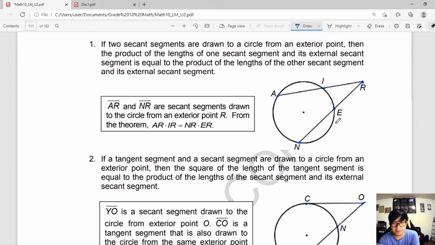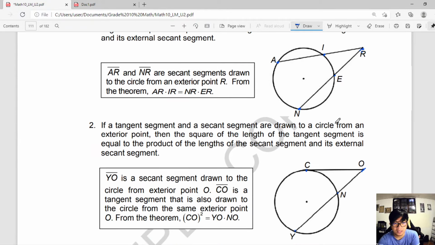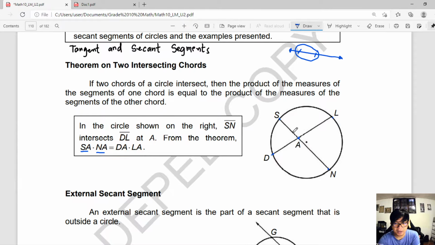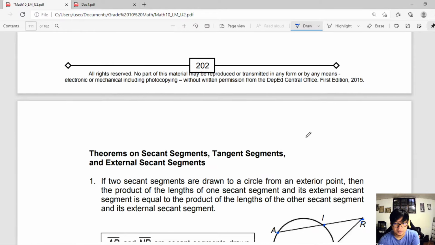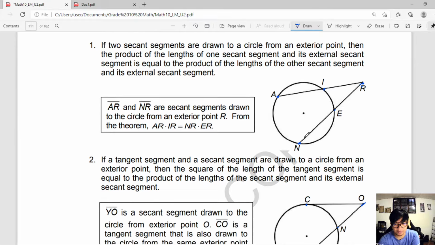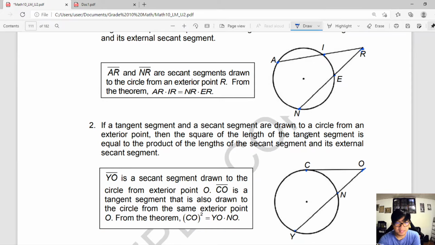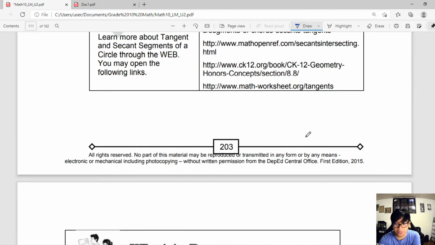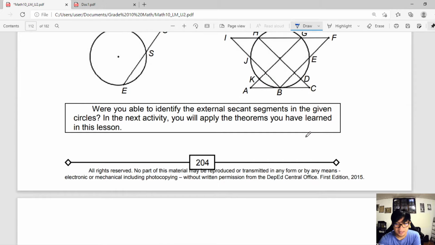Okay, so you remember all those theorems, two of them here, and of course the theorem that said that if two chords meet, intersect inside the circle, then the product of their segments are equal. And you also have to familiarize yourself with these theorems. Okay, so are you ready to have an activity? So let's have this activity. We will use those theorems to answer these problems.